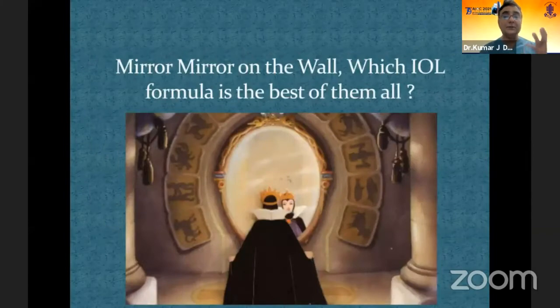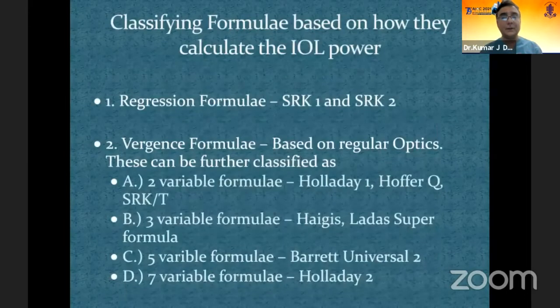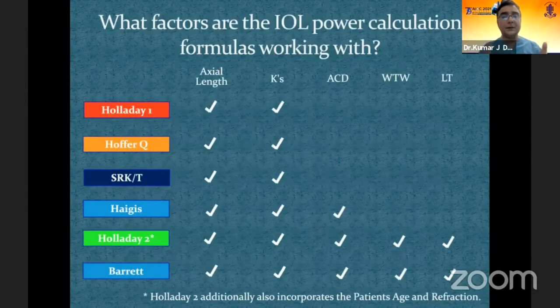So the question here is which formula to use. Mirror, mirror on the wall, which IOL formula is the best of all? Let us look at the older regression formulas, the SRK/T and SRK II. Newer formulas with different variables then came in, the Barrett Universal and the Holladay. This is how they were invented. Let's look at this summary: axial length, K reading, anterior chamber depth, white-to-white, and lens thickness. You can see that the Barrett and the Holladay 2 do quite a bit of calculation. The Haigis does not have white-to-white and lens thickness.